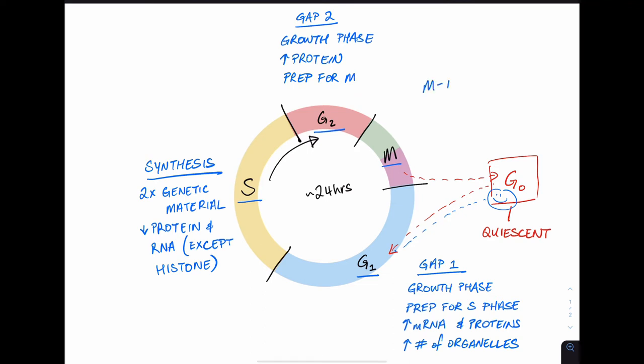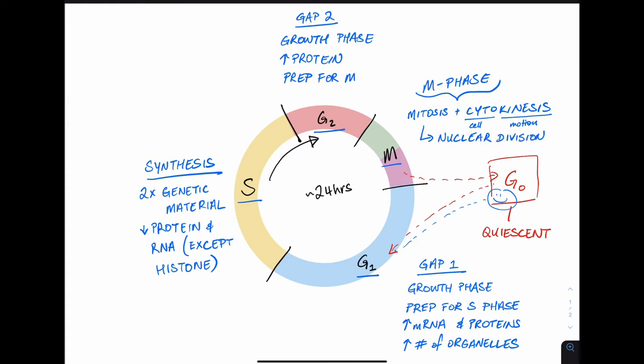Following gap 2, when the cell is prepared, the cell then enters M phase. As you can see, M phase is actually composed of two separate and distinct processes. These are mitosis and cytokinesis. Green is mitosis, which is the actual division of the nuclear material. Mitosis is then followed by cytokinesis, cyto meaning cell and kinesis meaning motion. Therefore, after nuclear division, cytokinesis then follows, which is cellular division.